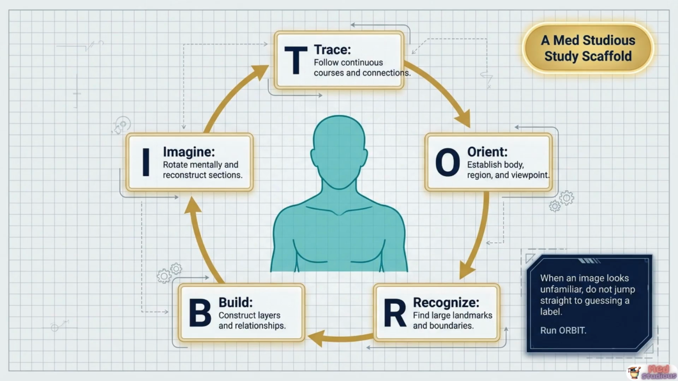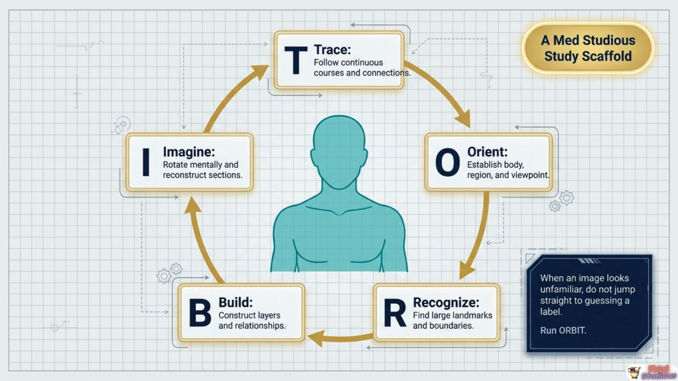To make that process repeatable, we will use one simple Med Studious framework, ORBIT. O means orient. Establish the body, region, and viewpoint before you name anything. R means recognize. Find the big landmarks and boundaries. B means build. Add layers, compartments, and neighboring structures. I means imagine. Rotate the region or picture what it would look like in a cross-section. T means trace. Follow important nerves, vessels, ducts, muscles, or spaces through the region.